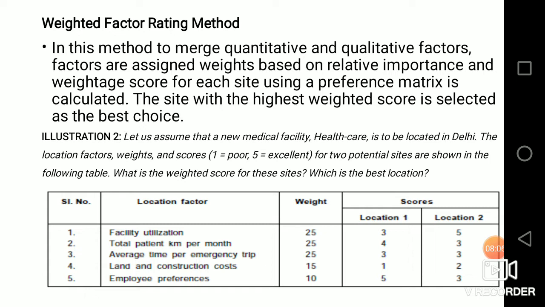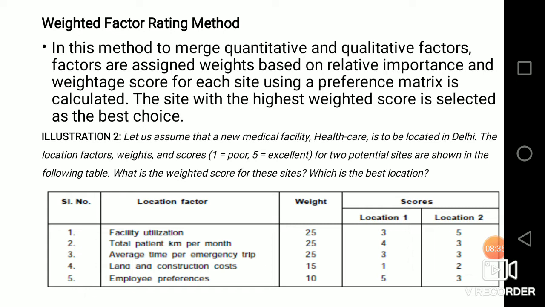The example for this is, let us assume that a new medical healthcare facility is to be located in Delhi. The location factor ratings are given as, 1 is poor and 5 is excellent. Two potential sites are shown in the following table. Now we are going to find out the best location with the help of the weighted average method. It is the same example taken from the factor rating method.